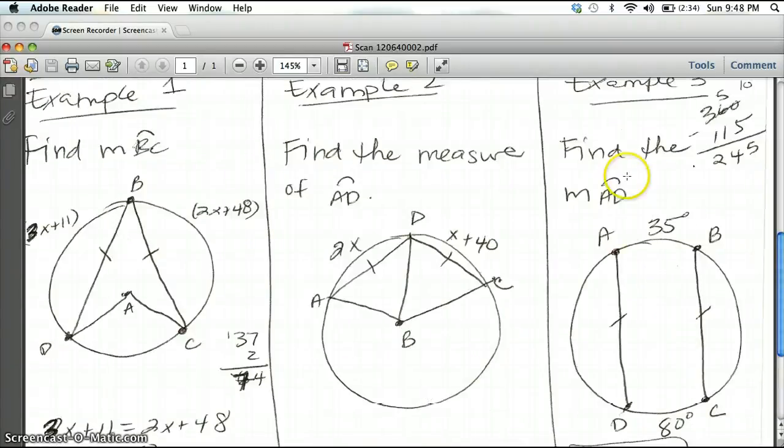And last, it says find the measure of arc AD. Now, both chords here are congruent, which means both of my BC and AD are congruent, which means arc AD is congruent to arc BC. So now I do know arc AB and arc CD, and I know that the entire circle is equal to 360. So since we know they're congruent, we can put an x by AD, and we can also put an x on this side.